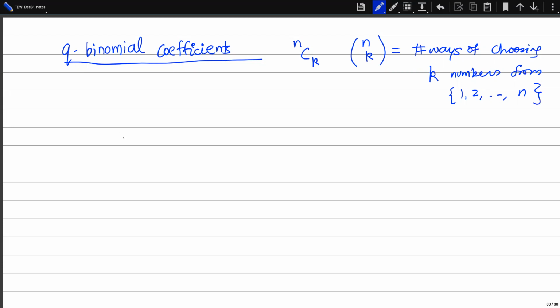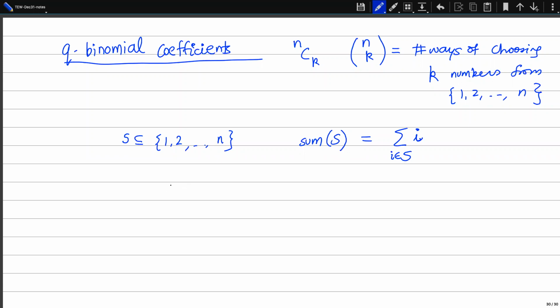For each choice, if S is any subset of 1 to n, let me say sum of S will just denote the sum of all the numbers i ranging over S. It's just the sum of all the numbers which belong to S. So I'm now going to keep track of this additional information.